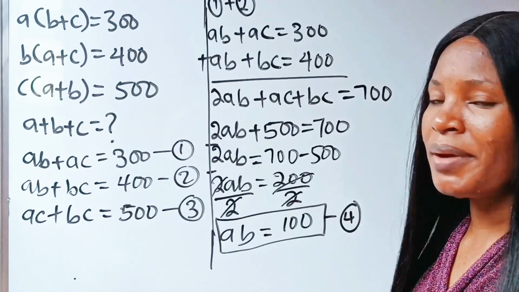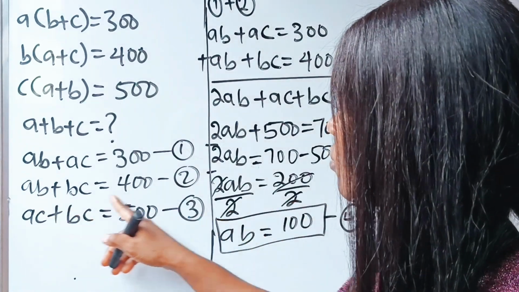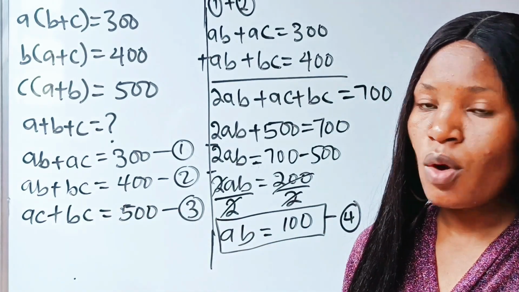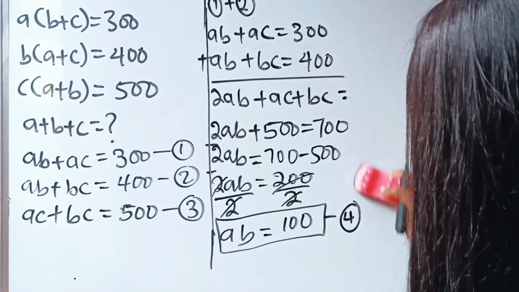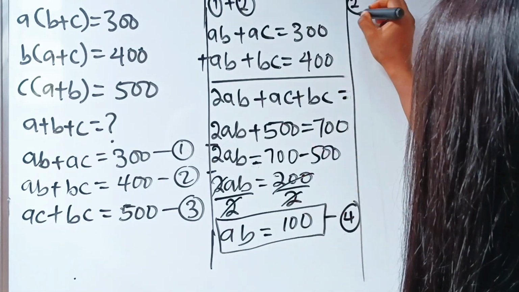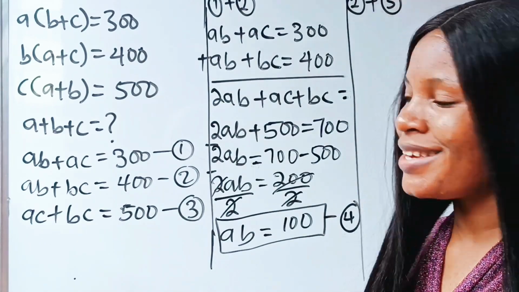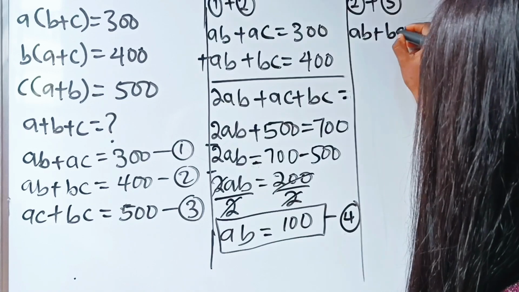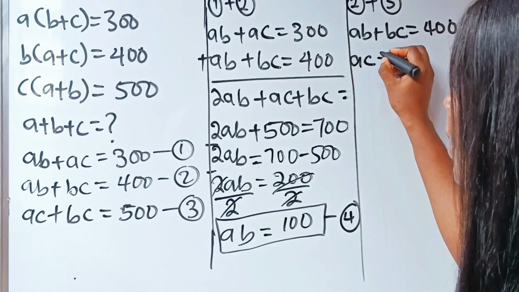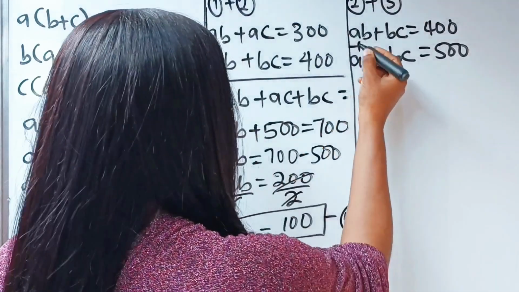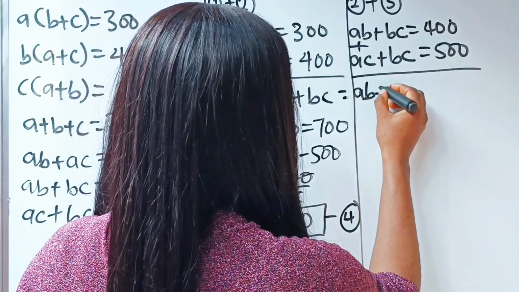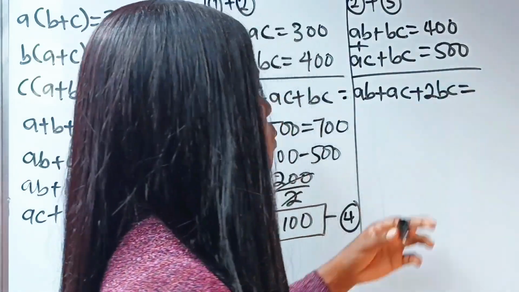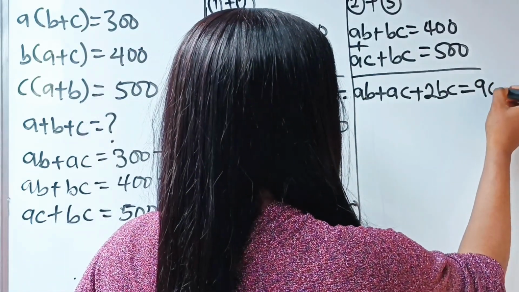Now similarly, look at equation 2 and equation 3. Notice that they have BC in common. So we are also going to add equation 2 to equation 3 to get our BC. Just follow me to the end and see why I'm getting all these things. We have AB plus BC is equal to 400, and AC plus BC is equal to 500. Adding, AB plus AC plus 2BC is equal to 400 plus 500, which gives us 900.